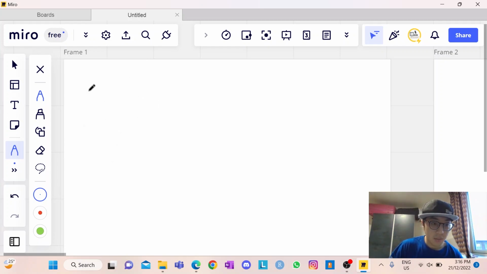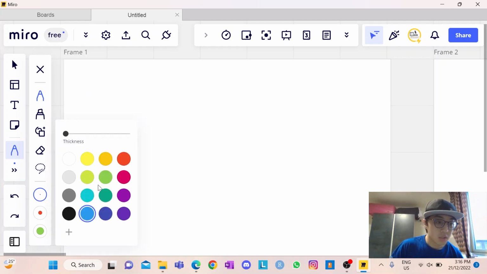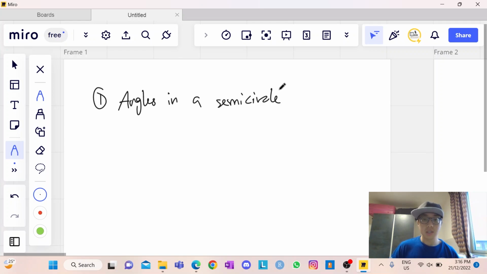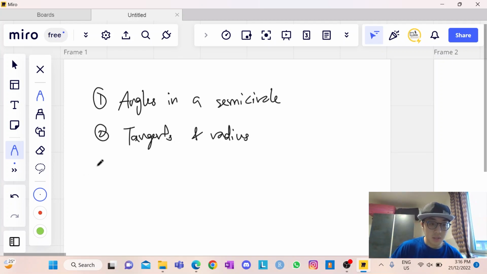Number one, we'll be going through angles in a semicircle. There's actually one type of angle in a semicircle that you need to take note of. And number two, we'll be talking a little bit about tangents and radius. You know, the relationship between the radius of a circle and the tangent touching the circumference of a circle.